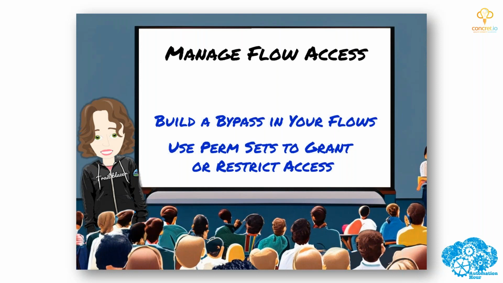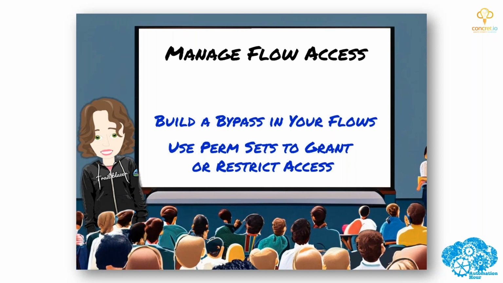Now we're going to talk about another best practice, which is flow access. All flows should have a bypass built in. A bypass means that you don't have to go activate and inactivate. You have a way of turning off either one flow at a time, or all of your flows, or flows for a certain object, whatever you need to do quickly and easily.